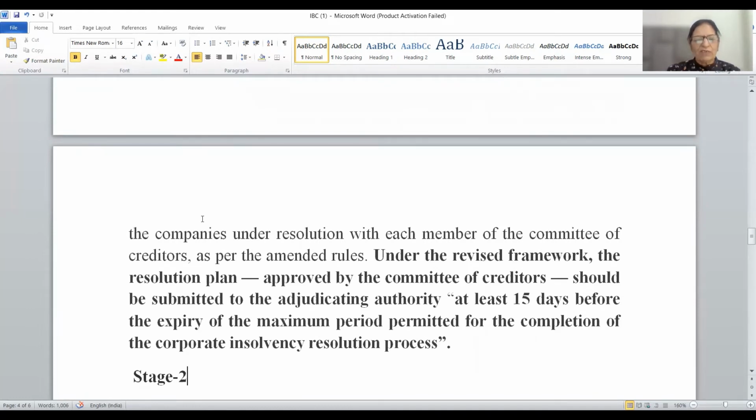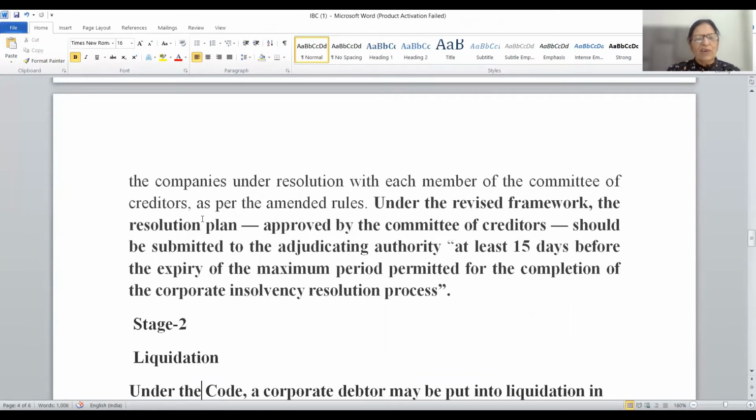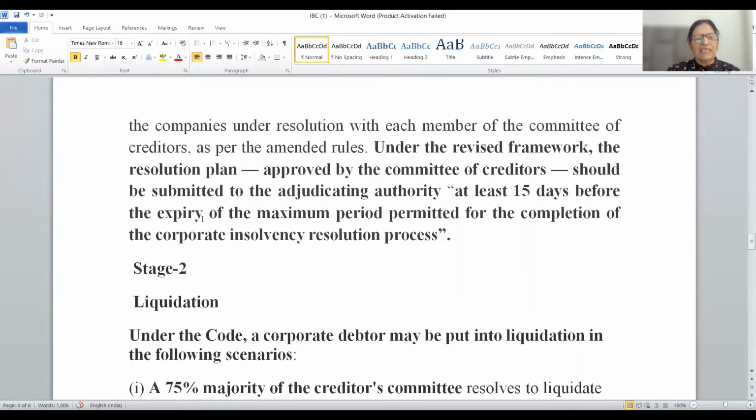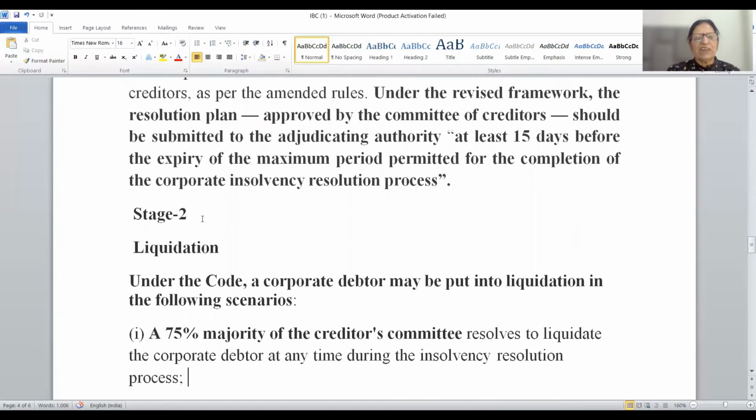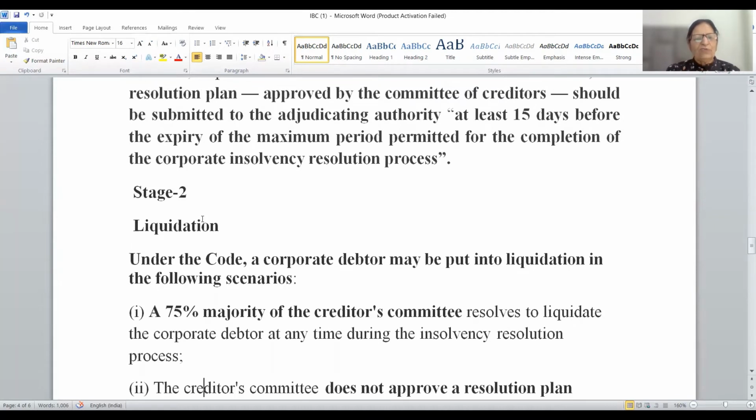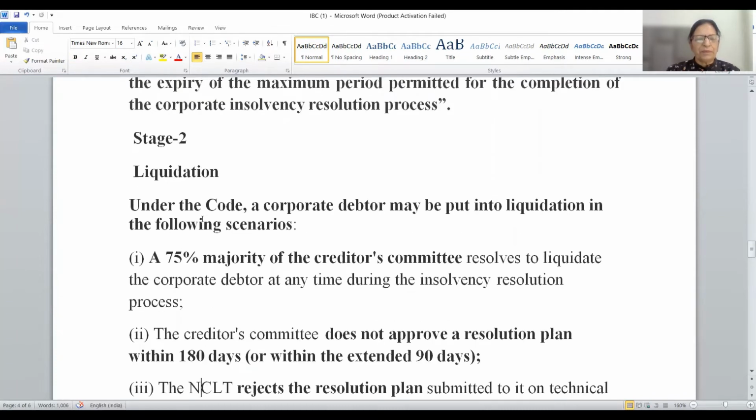Till now, friends, I have talked about the first stage, and now I would like to talk about the second stage, which is liquidation. Under the code, a corporate debtor may be put into liquidation in the following cases. The first case is where a 75% majority of the creditors committee resolves to liquidate the corporate debtor at any time during the IRP.